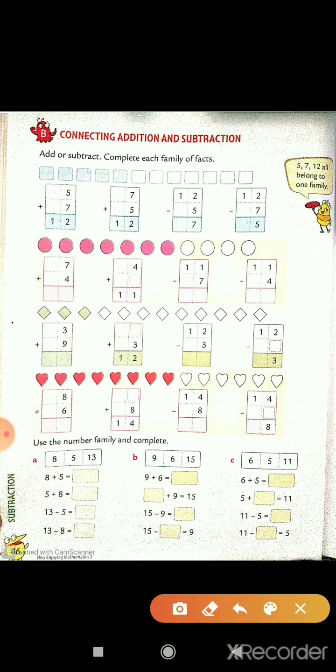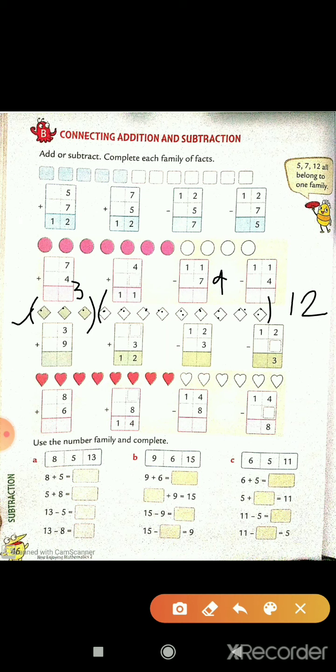Next, here how many pictures are there? 1, 2, 3, 4, 5, 6, 7, 8, 9, 10, 11, 12. Total 12 are there, right? How many are colored? 1, 2 and 3. 3 pictures are colored. And how many are not colored? 1, 2, 3, 4, 5, 6, 7, 8 and 9. So 9 are not colored.